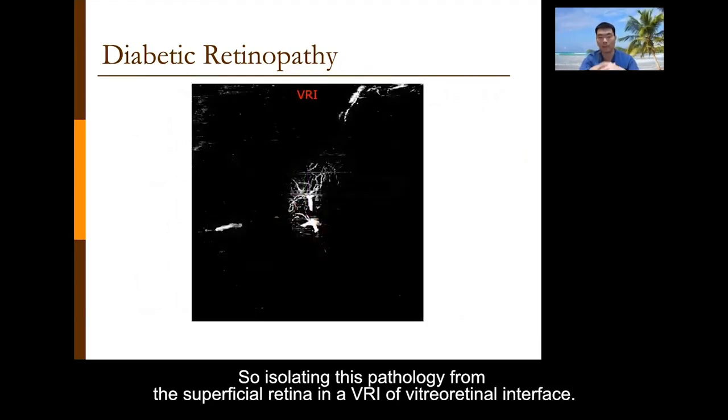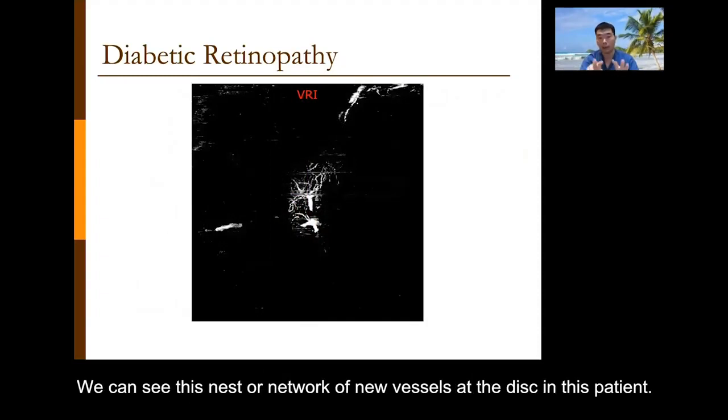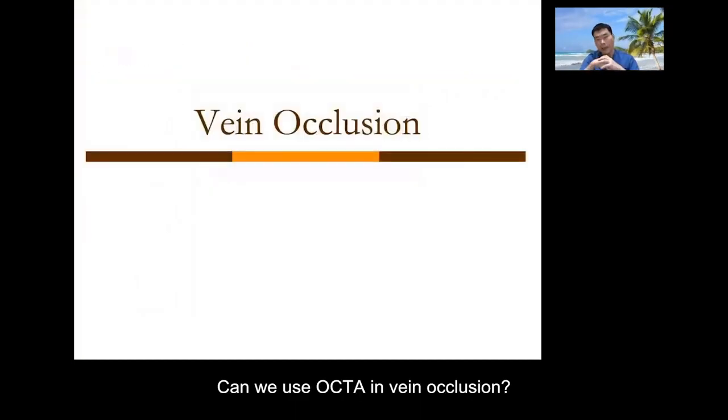So isolating this pathology from the superficial retina in the VRI cut, or vitreoretinal interface, we can see this nest or network of new vessels at the disc in this patient. Can we use OCT-A in vein occlusion?